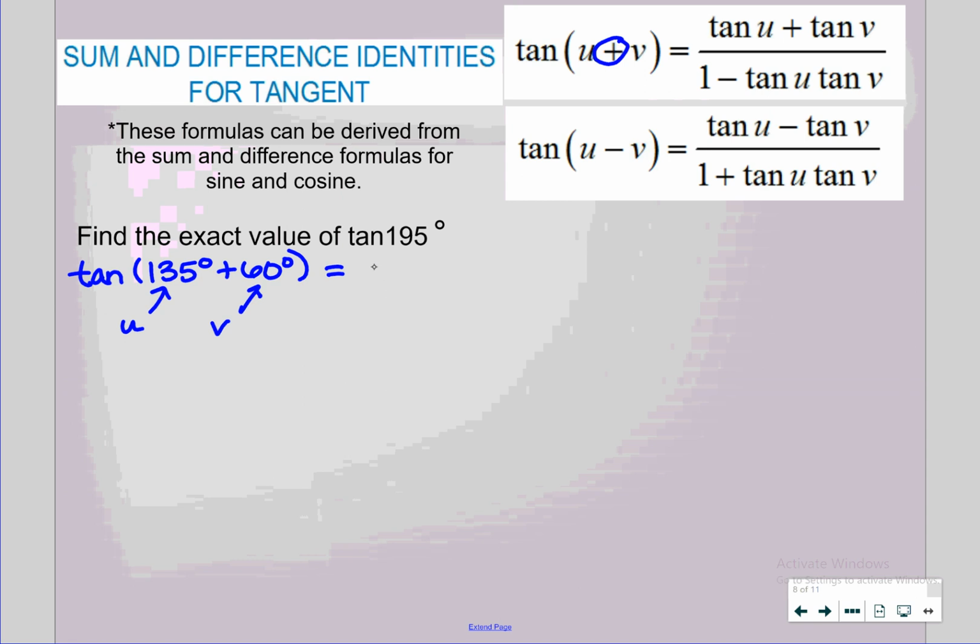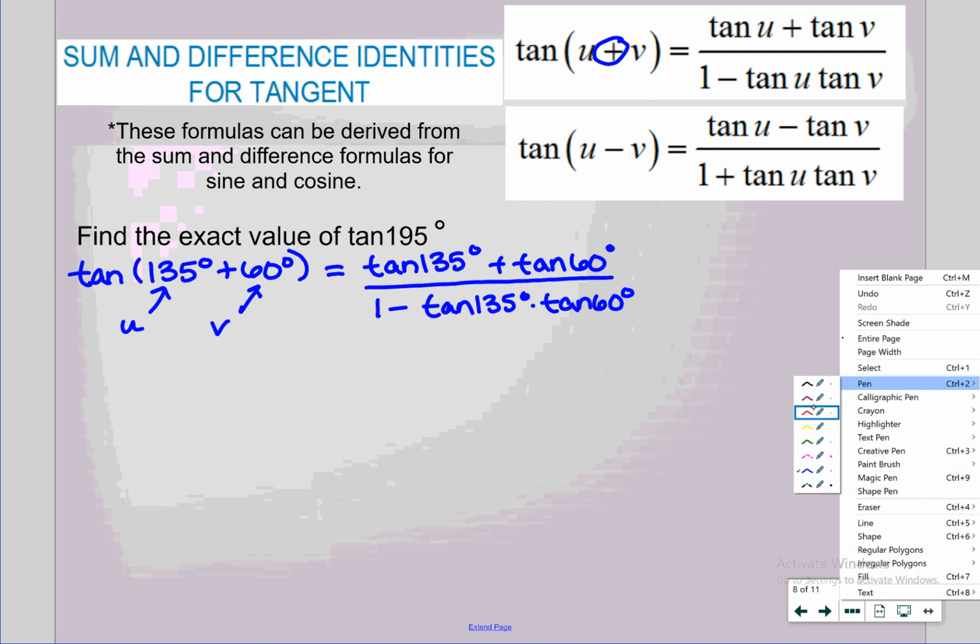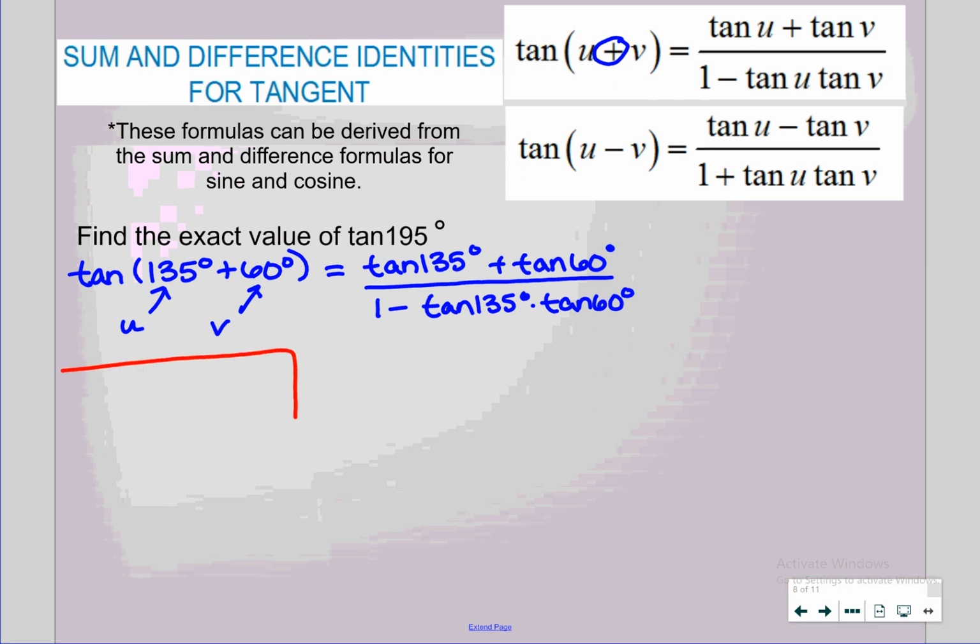Okay, so it's going to look like tangent 135 plus tangent 60 over 1 minus tangent 135 times tangent 60. And then I need to evaluate these. I'm going to do these off to the side. These are just unit circle questions.